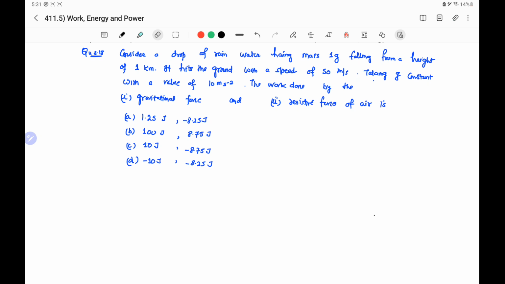Question number 18 is: consider a drop of rainwater having mass 1 gram falling from a height of 1 kilometer. It hits the ground with a speed of 50 meter per second. Taking g constant with a value of 10 meter per second square, the work done by the gravitational force and the resistive force of the air is, and the options are given: 1.25 joule, minus 8.25 joule; 100 joule, 8.75 joule; option C is 10 joule, minus 8.75 joule; and option D is minus 10 joule and minus 8.25 joule.